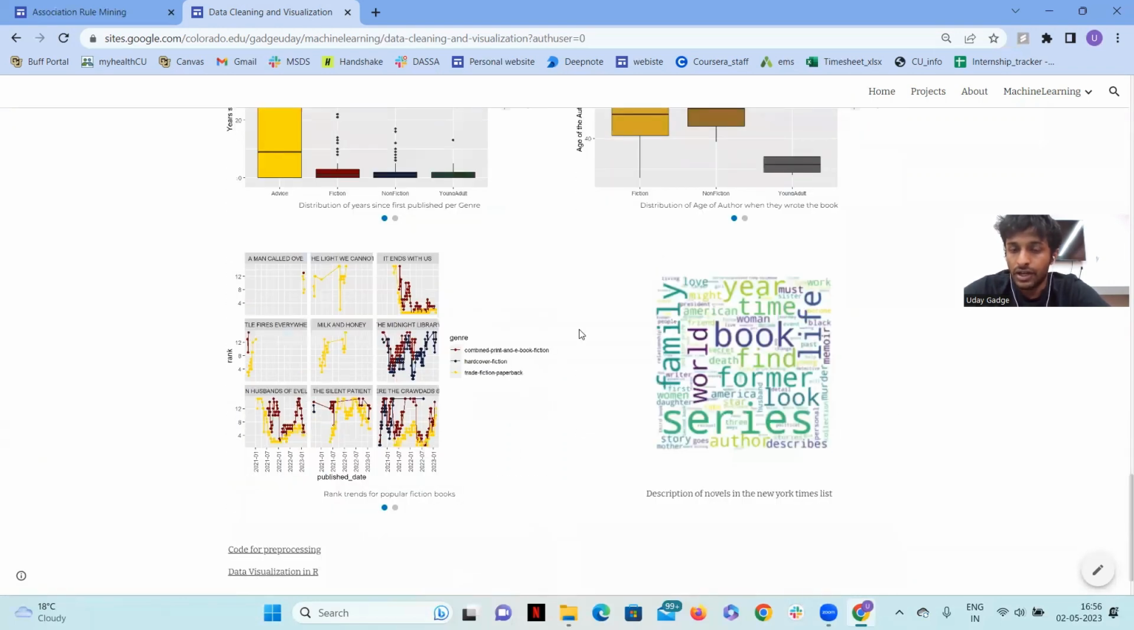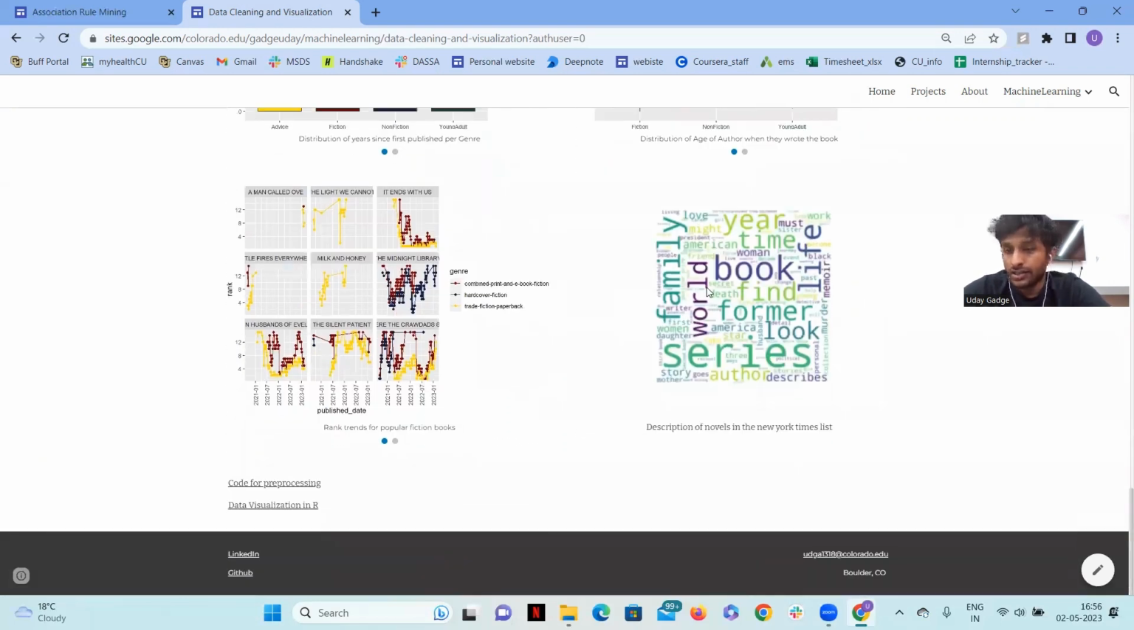that kind of stuff. This is another interesting visualization, which is called a word cloud, where you can find out the most occurring words in a set of documents. So if I look at all the descriptions that were written on New York Times bestsellers, I can visualize the general trend of words that are being used to describe a book in New York Times bestsellers.